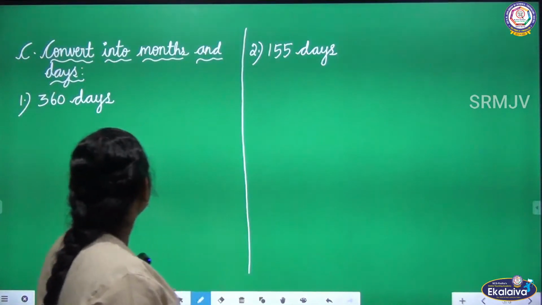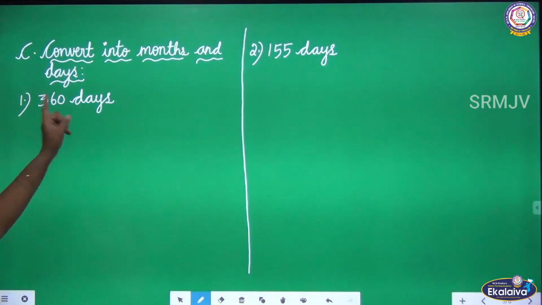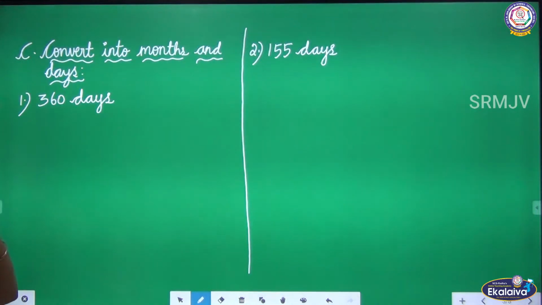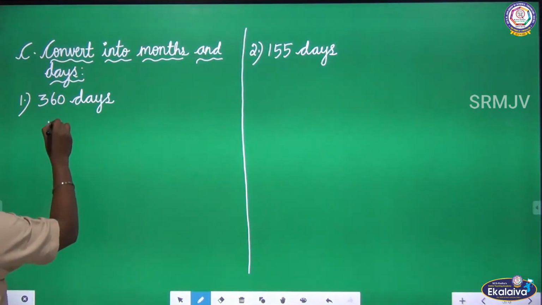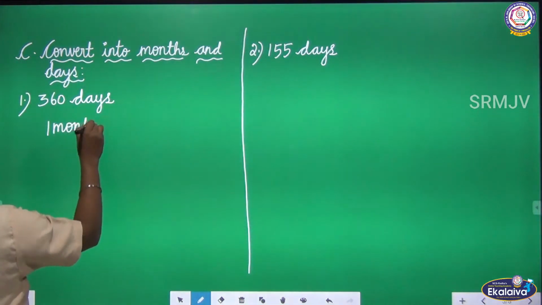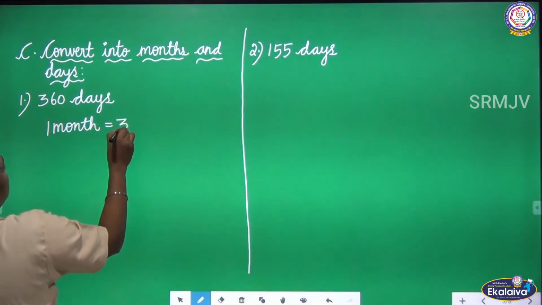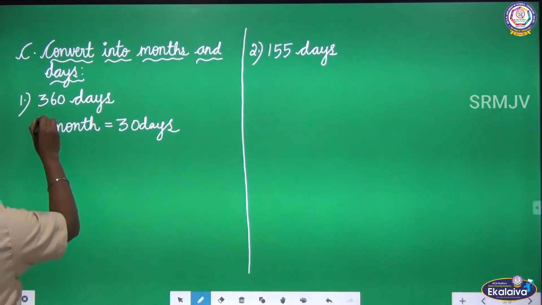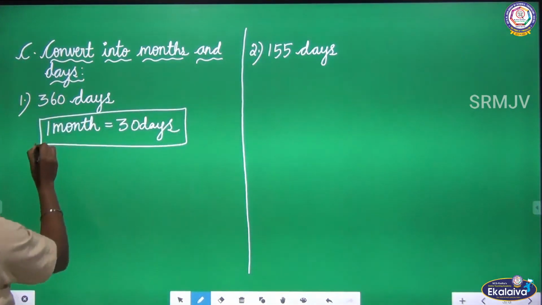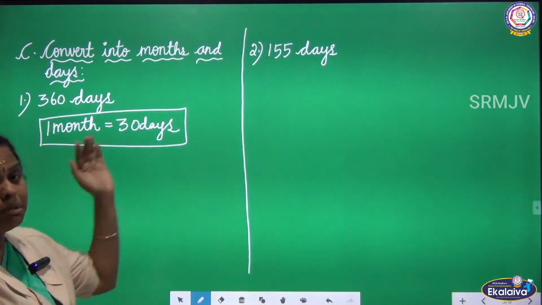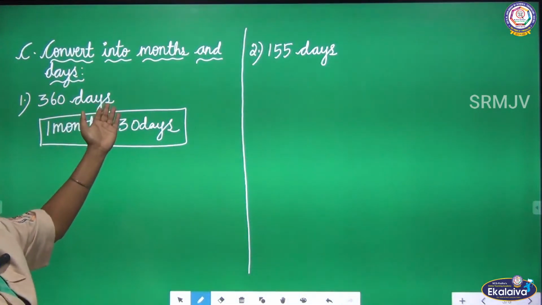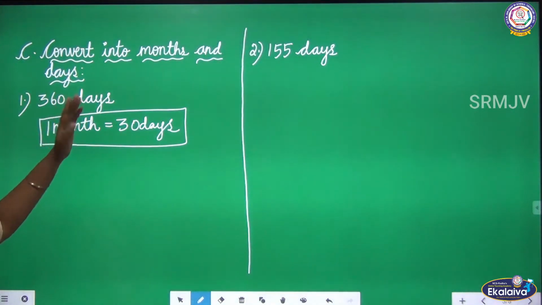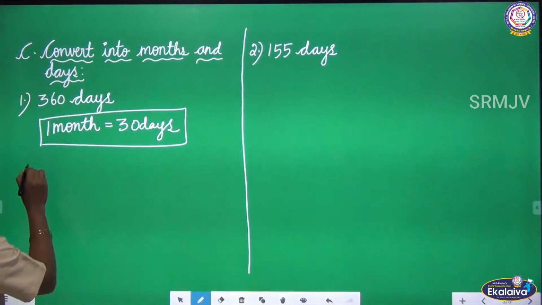Next one, convert into months and then days. So 1 month equal to how many days children? 1 month equal to 30 days. So we are going to convert 360 days into months. They have given in days. We are going to convert into months. So what we have to do? We have to divide it by 30.